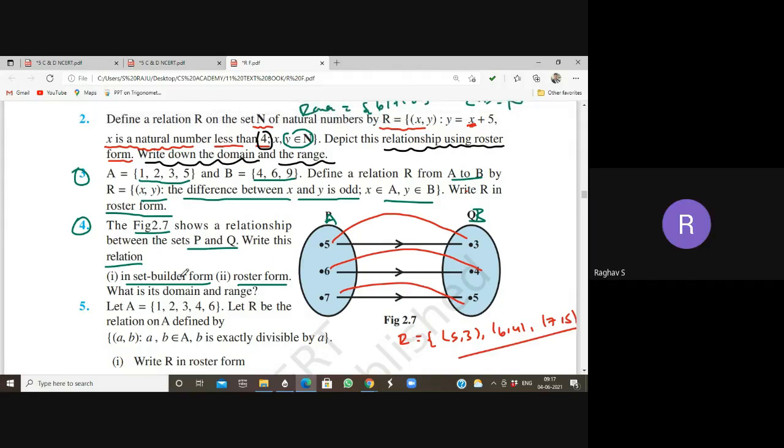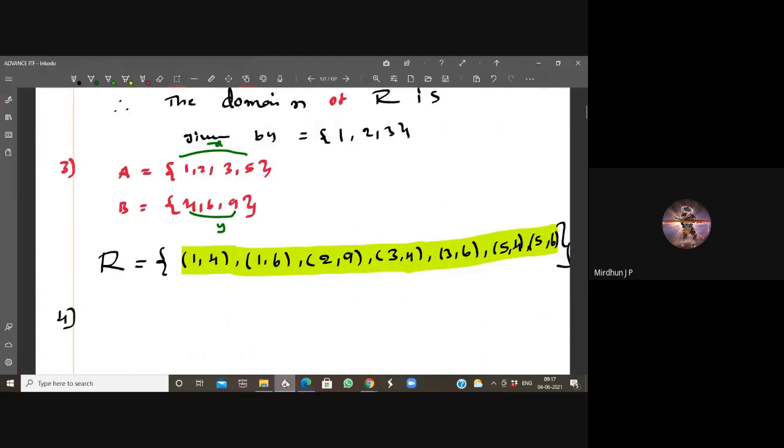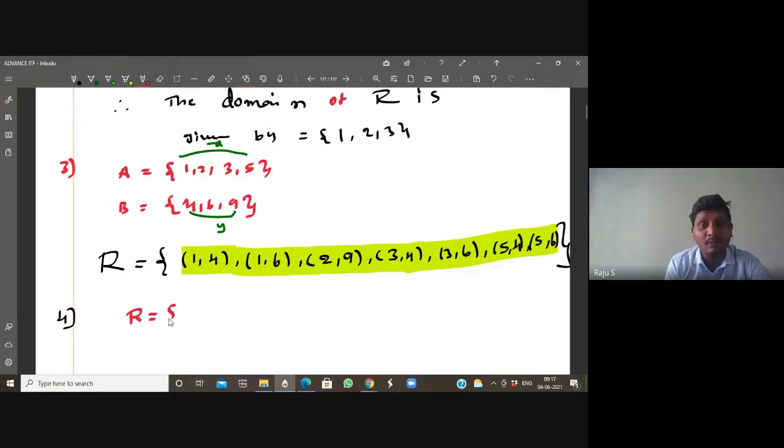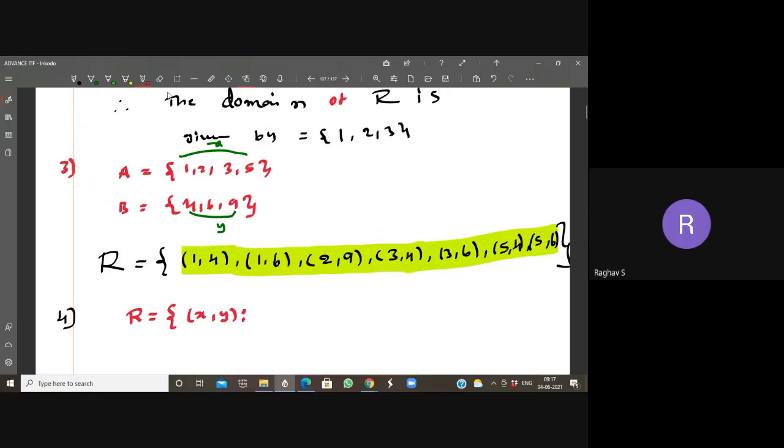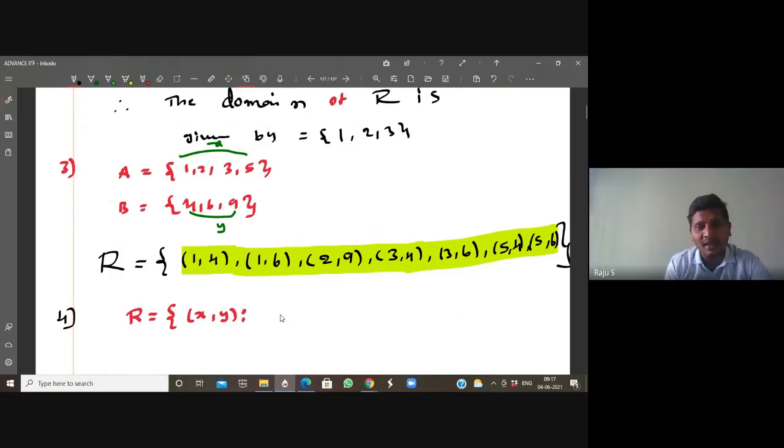Write this as a function such that a minus b equals 2, so y is equal to x minus 2. For set builder form, first you should write this, which is common for all set builder forms. R is equal to x comma y such that the difference between x and y is 2, where x belongs to A, y belongs to B. We can write like this: x belongs to P, y belongs to Q.